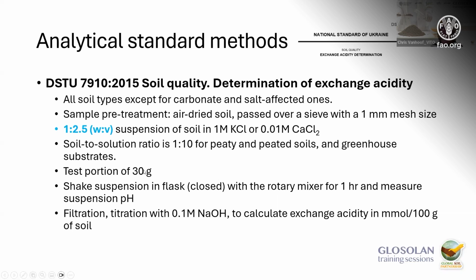Also here you do an extraction of the soil sample. Here 30 gram is defined, but if you keep the dilution factor described in the method, you come to similar methods. Also here you shake with a mixer for 1 hour and you measure the suspension pH. They also go a step further and describe the filtration with sodium hydroxide to calculate the exchange acidity. But this is normally not done in our laboratory.